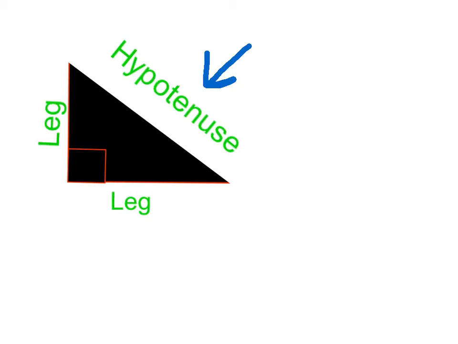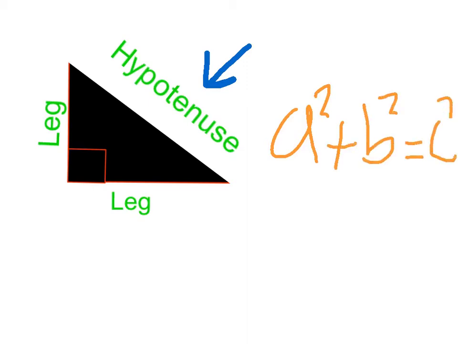The Pythagorean theorem formula is a squared plus b squared equals c squared. The a squared and b squared part of the formula are the legs of the triangle. The legs of the triangle are the two parts of the triangle that make up the 90-degree angle.